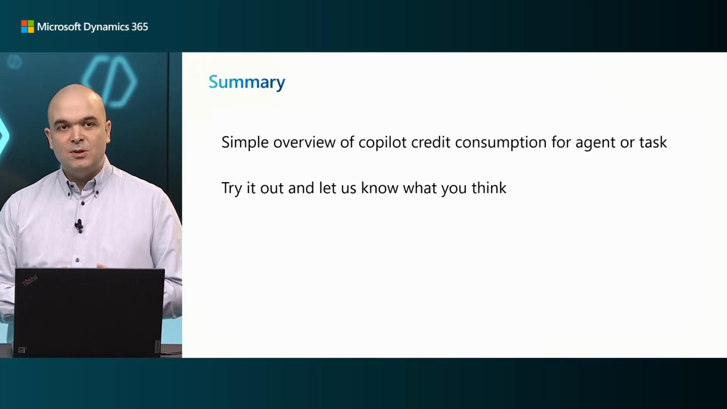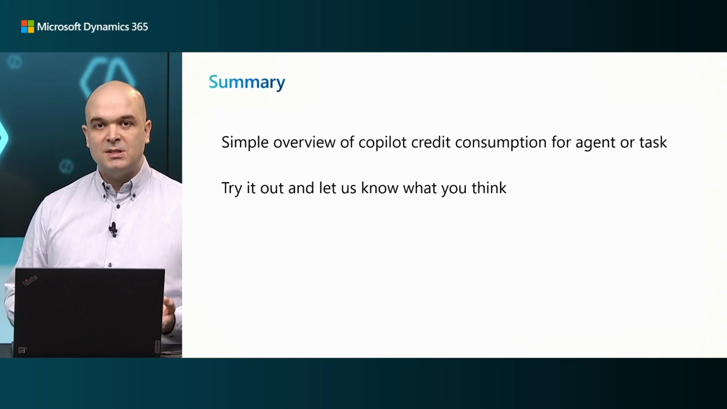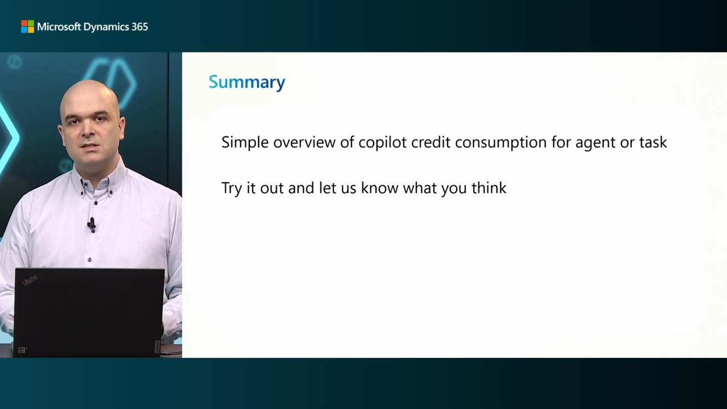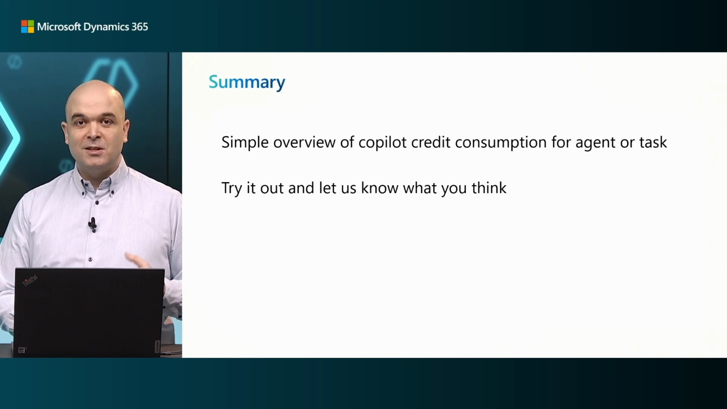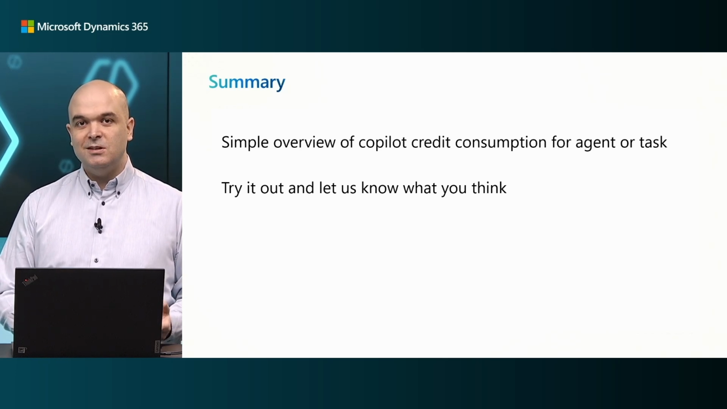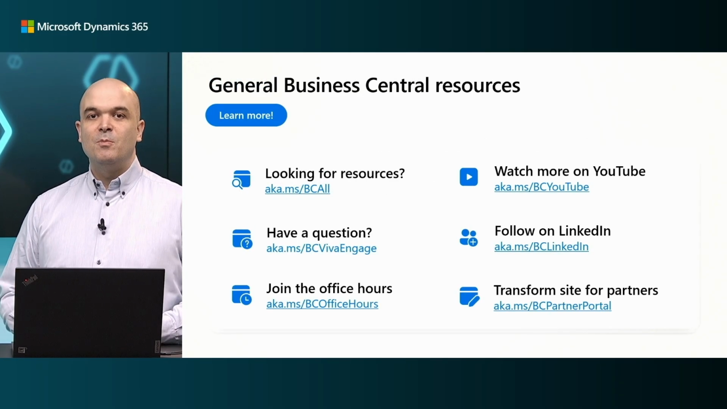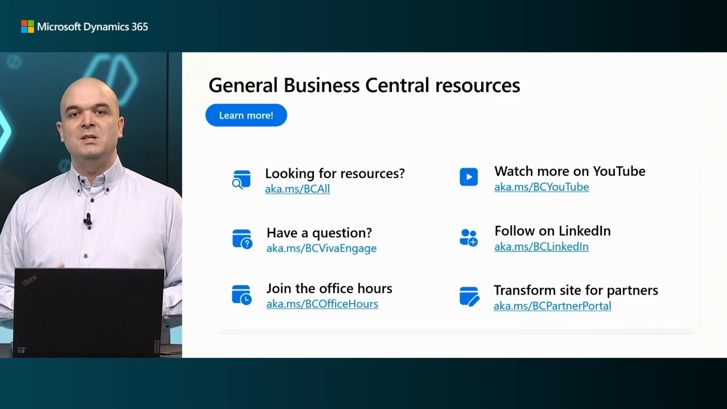So to summarize the video, you have seen how we have introduced a simple overview of Copilot credits consumption for the agent tasks. I would invite you to try it out and to let us know what you think. If you are missing any kind of functionality or if you would like to get any additional features, please reach out to us through the BC Viva Engage.